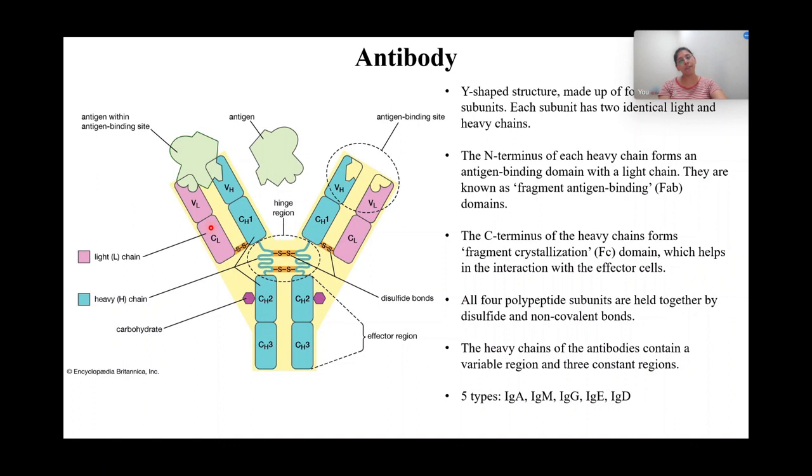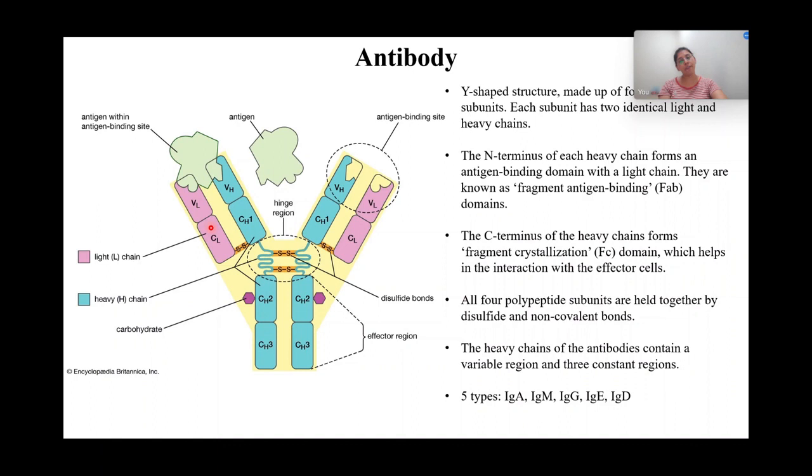In the heavy chain, you will have one portion which is variable. But then there are three domains which are conserved, called CH1, CH2, and CH3. So these are conserved domains. Now, these two strands are connected to each other by disulfide linkage. And even the light and heavy chains are attached to each other by these disulfide bonds and non-covalent bonds.